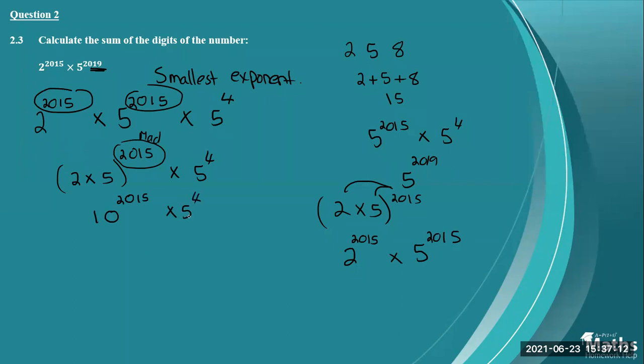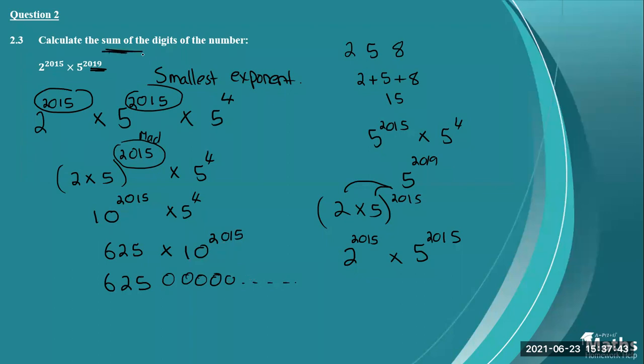So what is 5 to the power 4? You can actually work it out. That gives me 625 times 10 to the power of 2015. So what is this going to give me? It's going to give me 6250 and you add zeros until you added 2015 zeros.